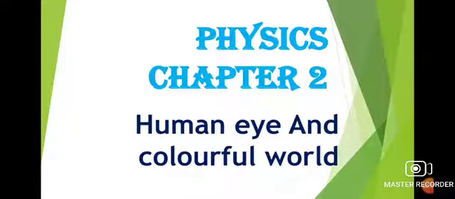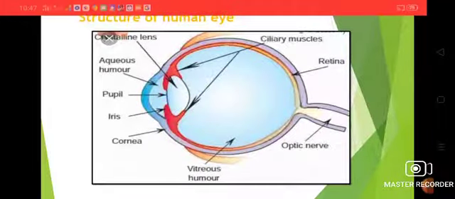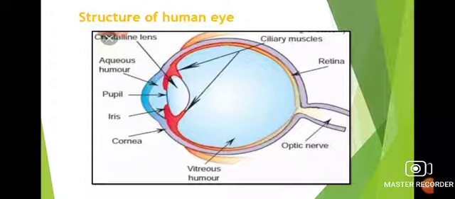Hello students, today we are going to study Physics chapter 2. Name of the chapter is Human Eye and Colorful World. You have to take page number 77. In this chapter the main topics we have to learn are structure of human eye, accommodation of eye, common defects of vision, refraction of light through prism, rainbow, atmospheric refraction, etc.